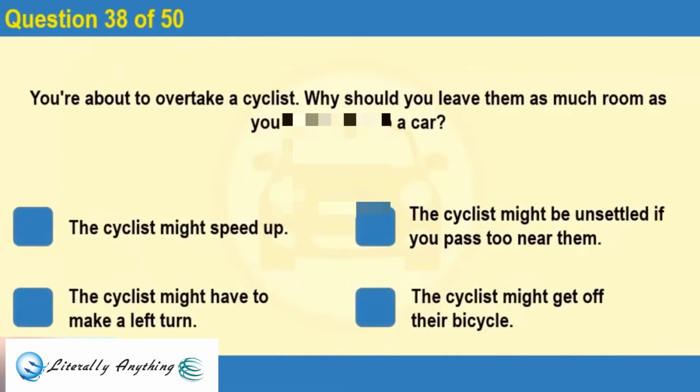You're about to overtake a cyclist. Why should you leave them as much room as you would give to a car? 1. The cyclist might speed up. 2. The cyclist might be unsettled if you pass too near them. 3. The cyclist might have to make a left turn. 4. The cyclist might get off their bicycle.